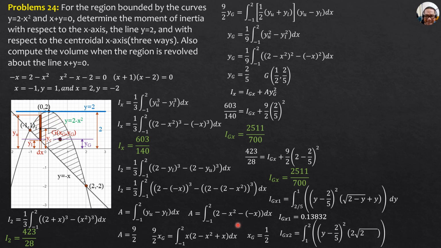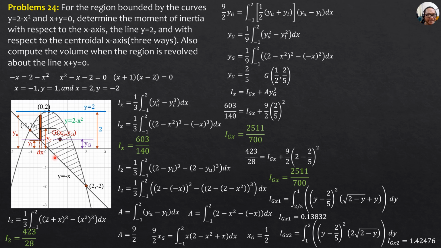So Igx2 equals the integral from 1 to 2, remember? Then y minus 2/5 square, then 2x, 2 square root of 2 minus y for the parabola, dy from 1 to 2. So computing, it is equal to 1.42476 units to the fourth.